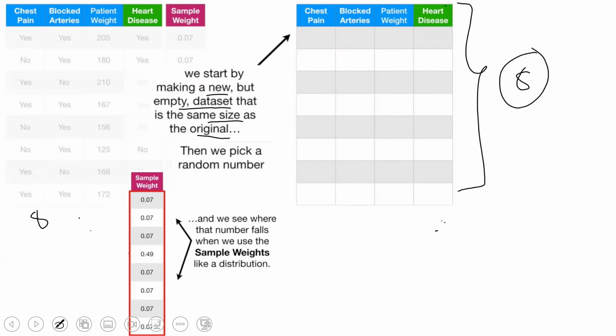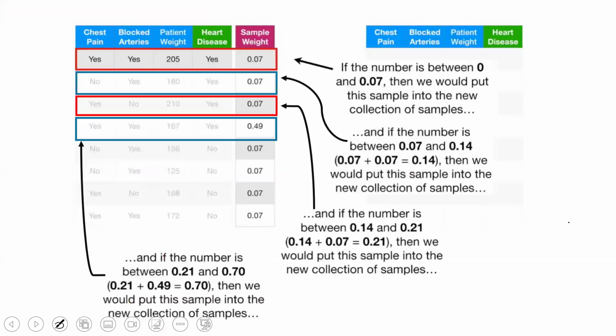How do we construct this new data matrix? We pick a random number between 0 and 1, and we see where that number falls in the sample weight distribution, and accordingly we pick that particular record and place it in this data matrix. Maybe don't get confused. Let's understand with a simple example. Now, what I have to do is pick a random number between 0 and 1.